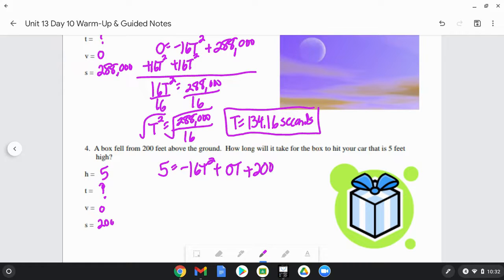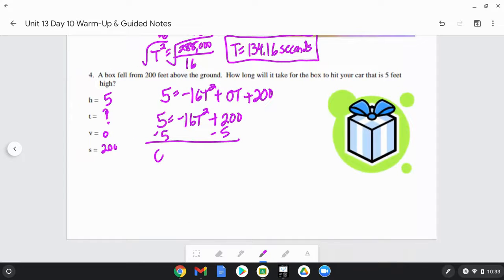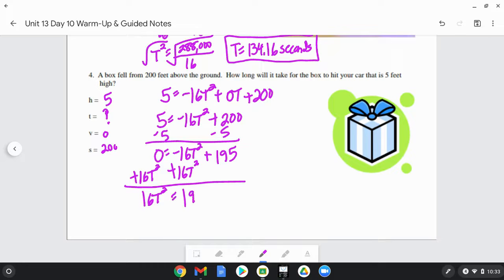I like this one. So now we have 5 equals negative 16t squared plus 200. I would move the 5 over to the 200 before I move the 16 to the left. So now I have 0 equals negative 16t squared plus 195. And now I'm going to move the 16t squared. That way all the constants are on one side and your variables are on the other for when we solve. Now divide by 16, and that's exactly what we would put into our calculator when we take the square root of both sides. We'd put in 195 divided by 16.